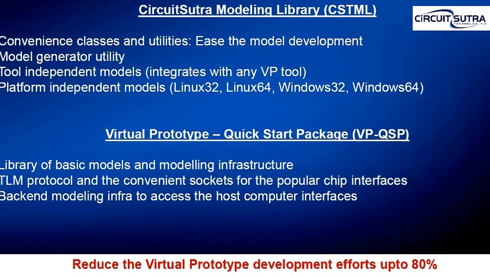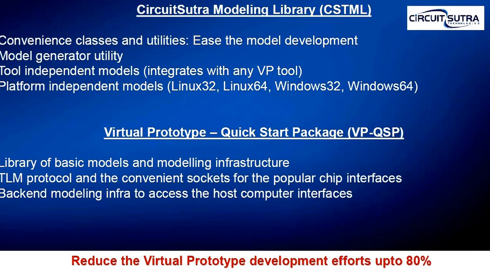All the models in the CST board were actually developed using the CircuitSutra modeling library, which is a collection of convenience classes and utilities for model development activities. It has a model generator utility so that you can specify the interface in an Excel sheet and it will generate the model and test bench for you. The primary benefit of CSTML is that whatever model you develop using CSTML automatically becomes tool independent, so that it can be easily integrated with any virtual platform tool. Another benefit of CSTML is that it automatically becomes platform independent so that the models will support Linux 32, Linux 64, Windows 32 and Windows 64.